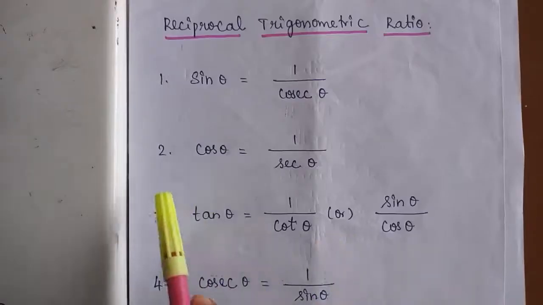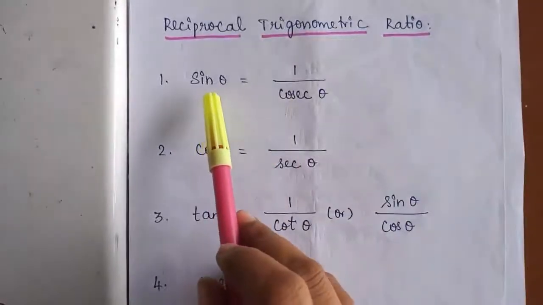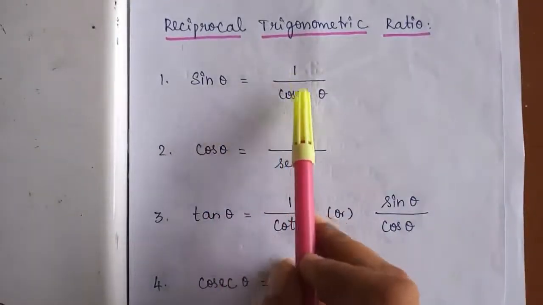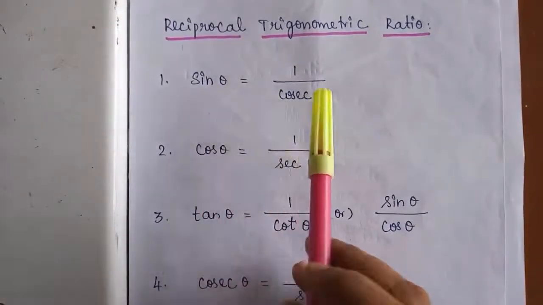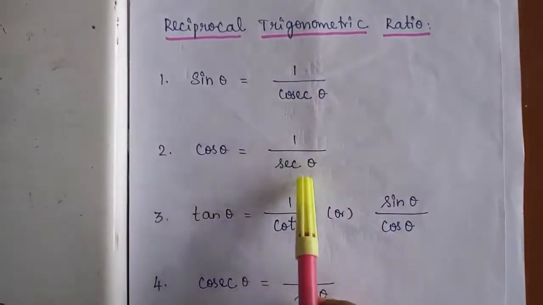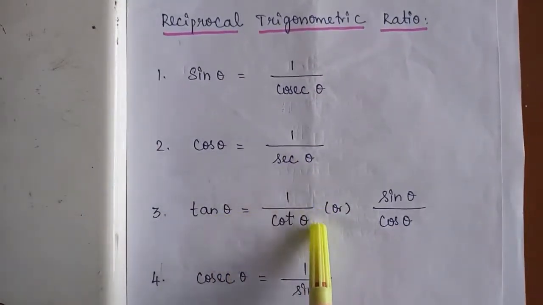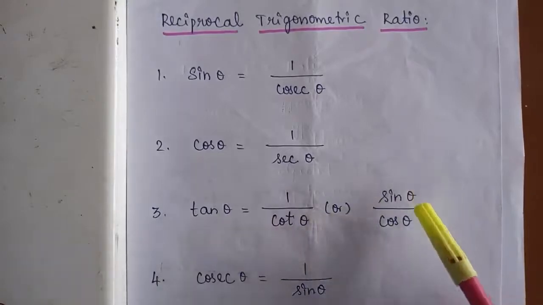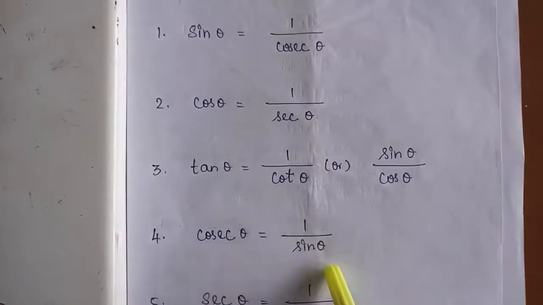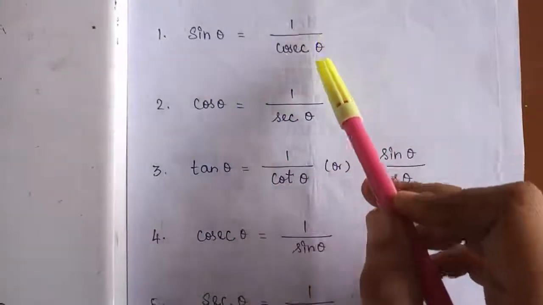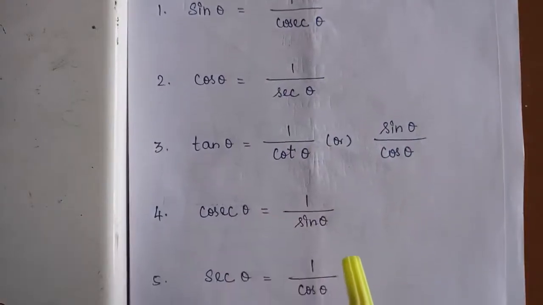We have now seen the trigonometric ratios and their reciprocals. That is, sin theta is equal to 1 by cosecant theta, or cosecant theta is equal to 1 by sin theta. Then cos theta is equal to 1 by secant theta. Then tan theta is equal to 1 by cot theta, or sin theta by cos theta. Then cosecant theta is equal to 1 by sin theta.